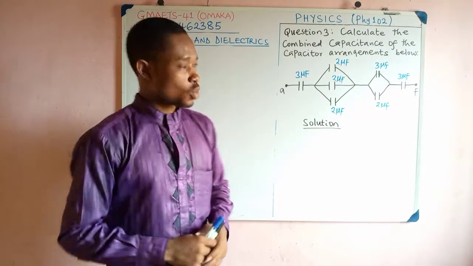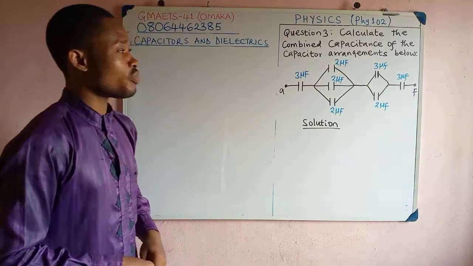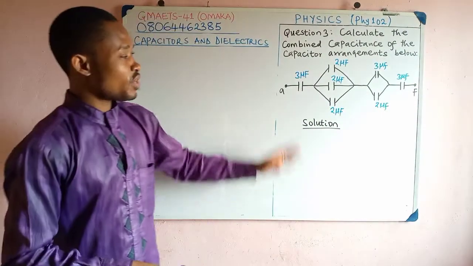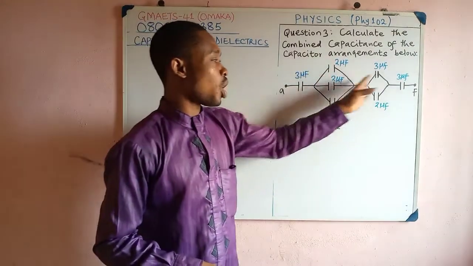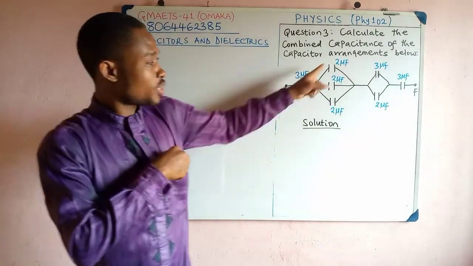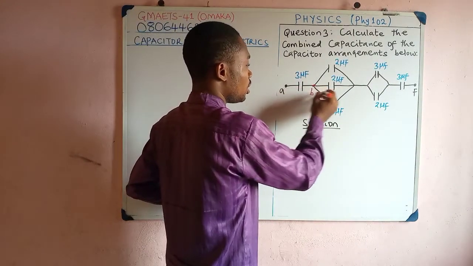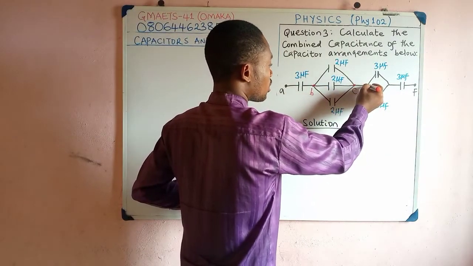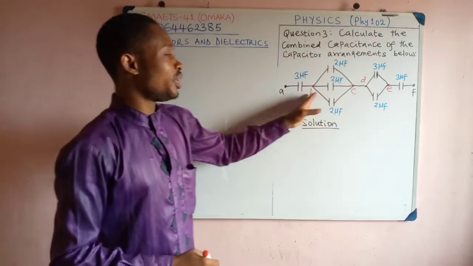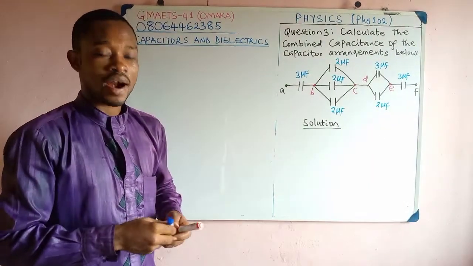We now have this next question on the board: to calculate the combined capacitance of the capacitor arrangement below. And this is the arrangement of the capacitors. If you look at these capacitors, you notice some points that they are arranged in what? In parallel. Let's fix this point to be point B, and this to be point C. Let's call this point D, and this point E. Between points B and C, the capacitors we have there are arranged in parallel.